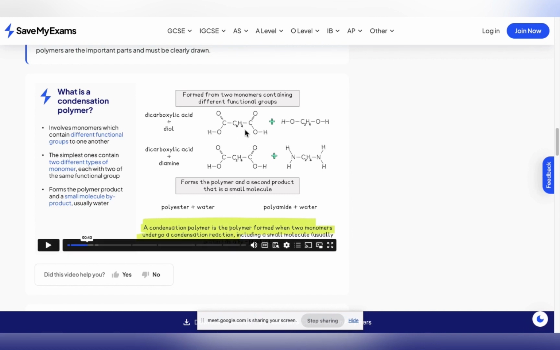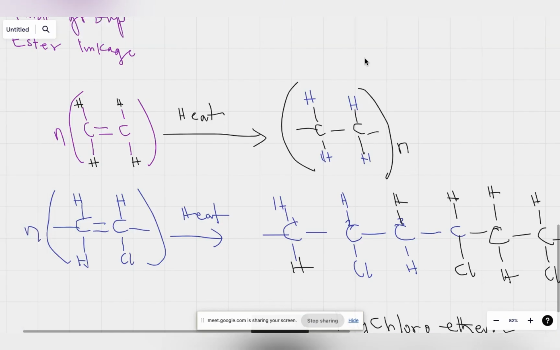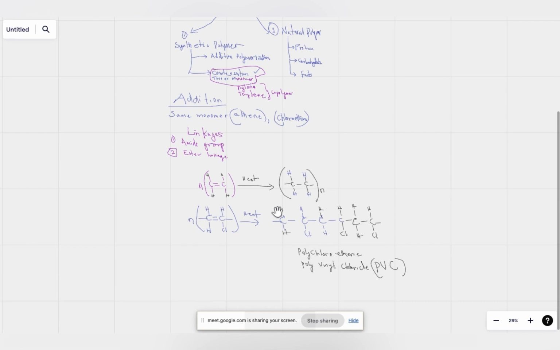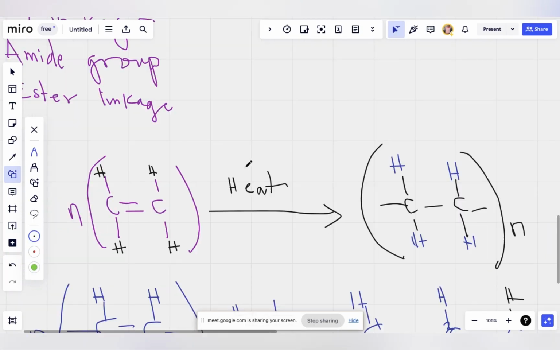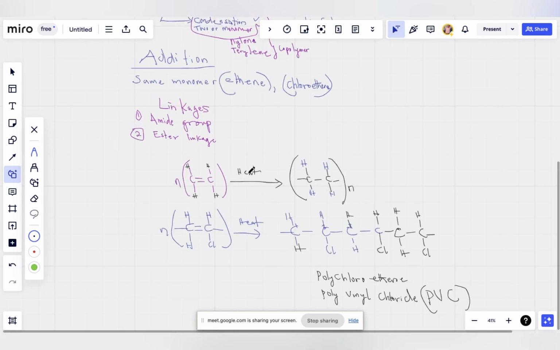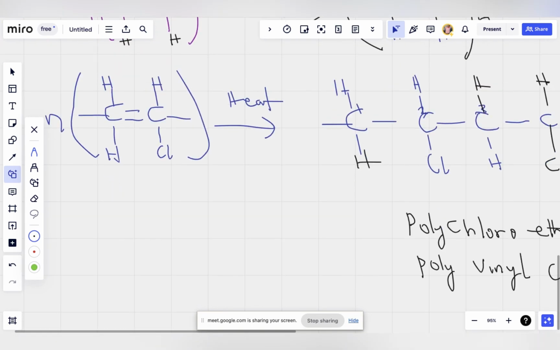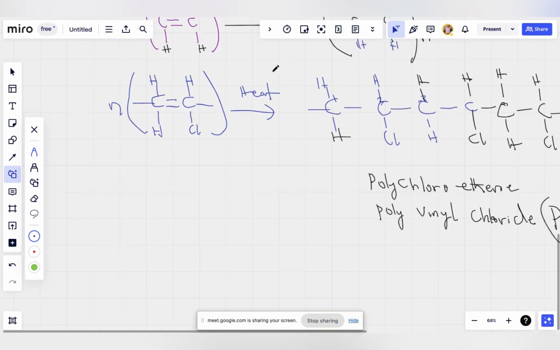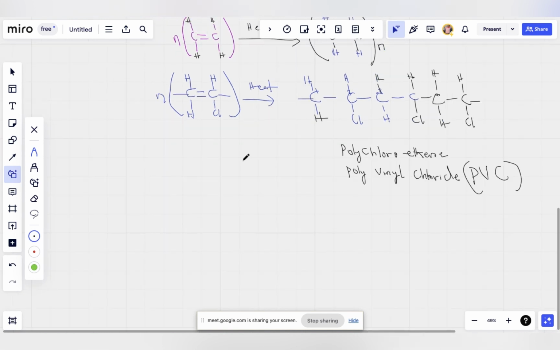Dicarboxylic acid. So we take this and then we show the structure with dione. Dione is you just have OH functional group from both sides. For example, if we have... just a minute, okay?